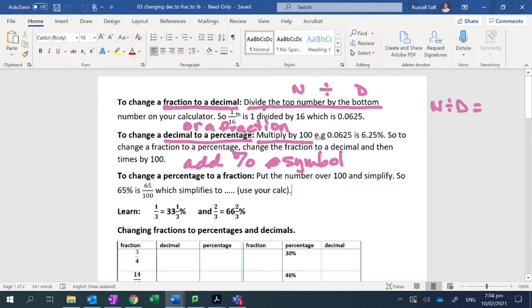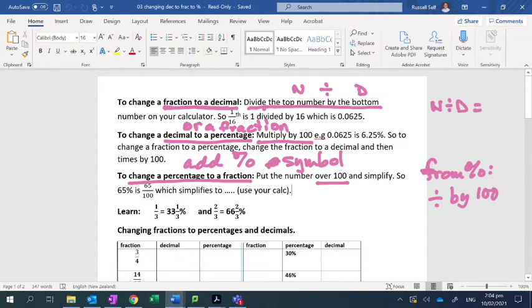Okay? All right. And then finally, to change a percent to a fraction, you're simply going to put it over 100. Okay? So anytime you're changing from percent, that means divide by 100. So a decimal or a fraction, doesn't matter. Just divide it by 100. And we talked enough about fractions that you know that divide by 100 just means put 100 underneath, right?